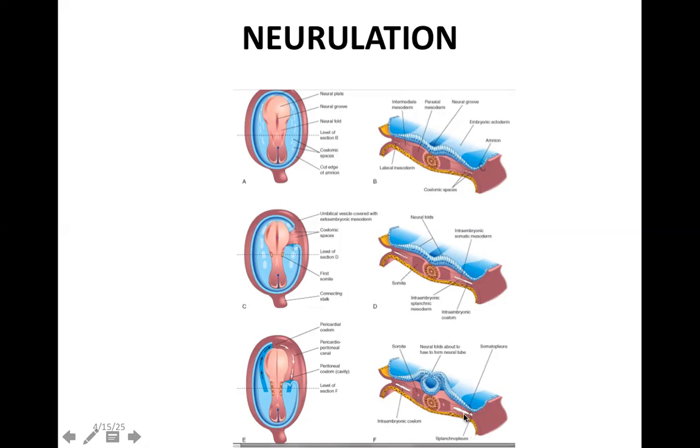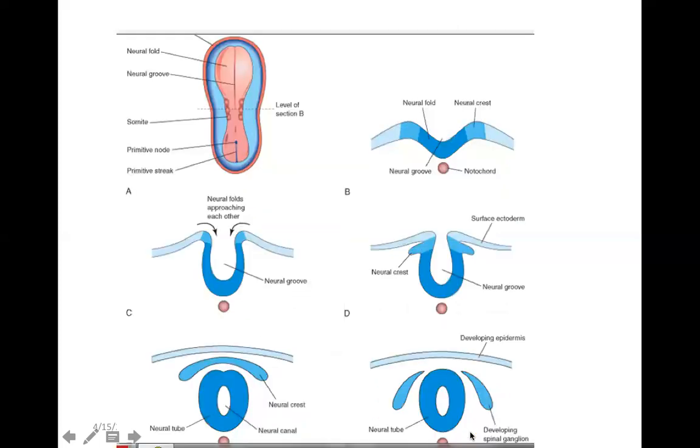Then the lateral plate mesoderm splits into two with the space there. So you also have splanchnopleuric and then somatopleuric. The somatopleuric will go along the amniotic membrane, and then the splanchnopleuric will go along the yolk sac, okay, the secondary yolk sac. So this is a summary of what happens in neurulation. That is the neural tube formation.